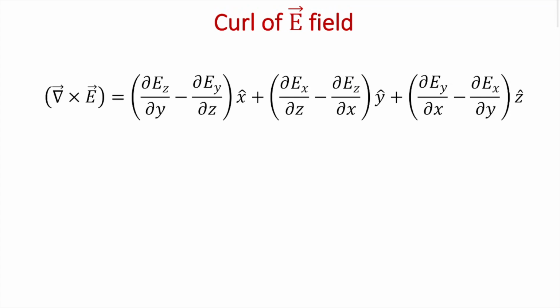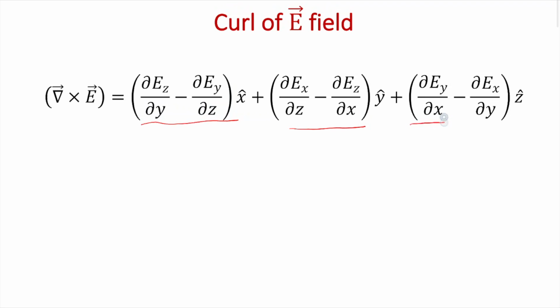So let's talk about the curl of the electric field. So the curl of the electric field is del cross E, which is equal to del Ez over del Y minus del Ey over del Z in the x direction. And then you have the Y component, which depends on the x component of the electric field and the Z component of the electric field. And then you have a Z component of the curl, which depends only on the Y component of the electric field and X component of the electric field and how they are changing.